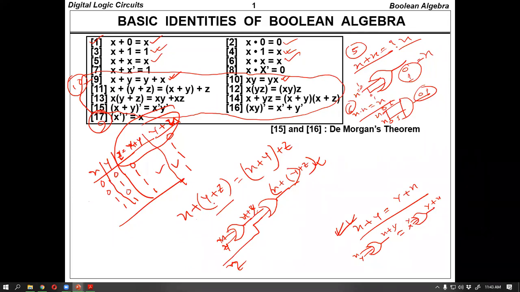Our formula, in input high, output high. This also in input high, output high. So this and this same. Clear, Ibrahim? Yes, sir. Okay.